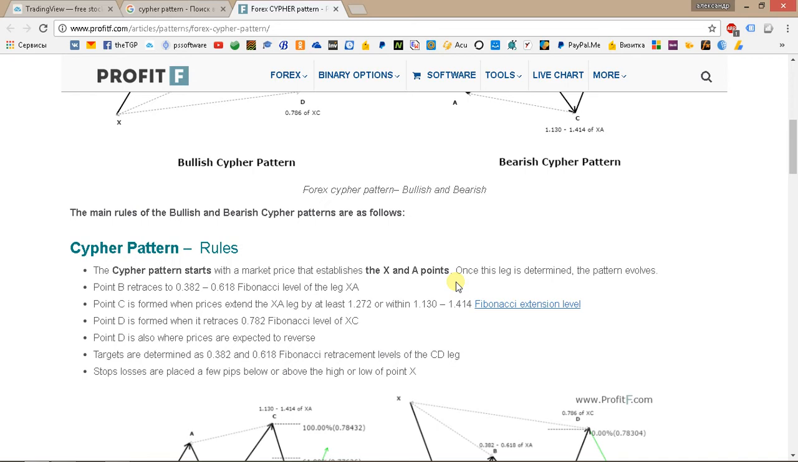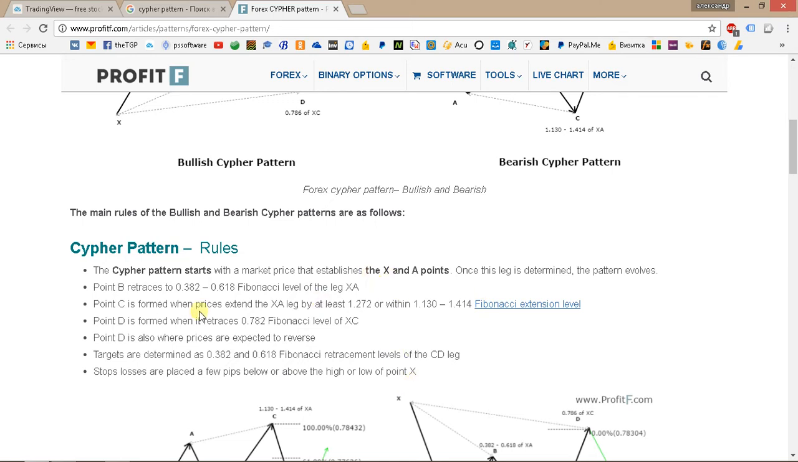Between two ranges, we have the movement up and down from the up border to the down border, and so on. So this is called an anchor leg, and an impulse leg is a movement that violates structure. So either an impulse leg or an anchor leg, not market price or market movement or something like that. So the XA leg should be an anchor leg or an impulse leg. Once this leg is determined, the pattern evolves.